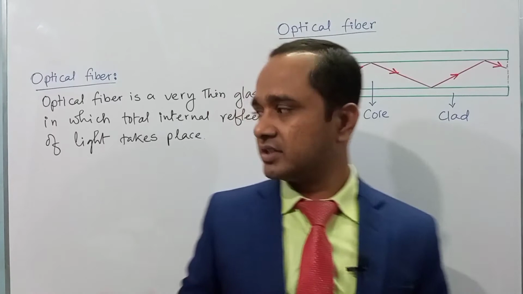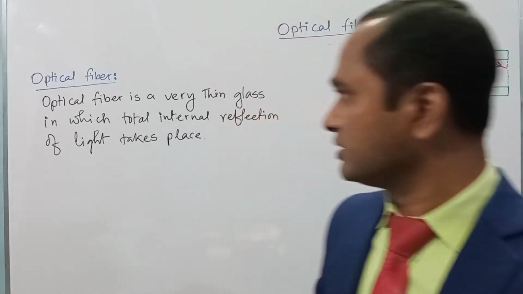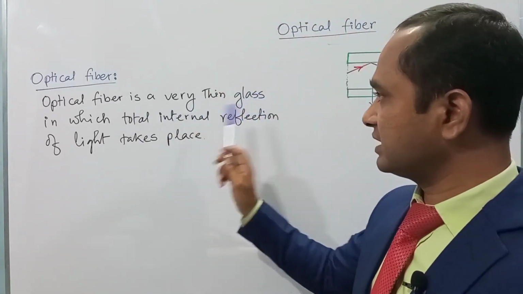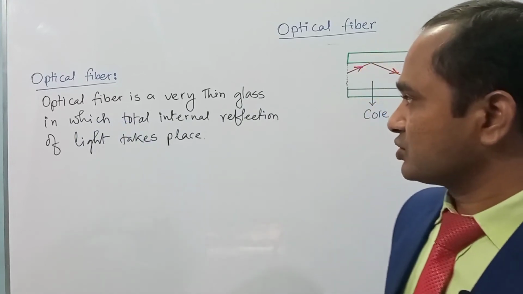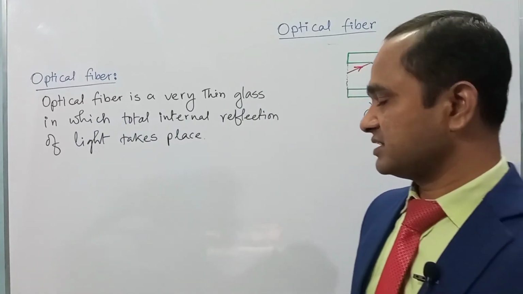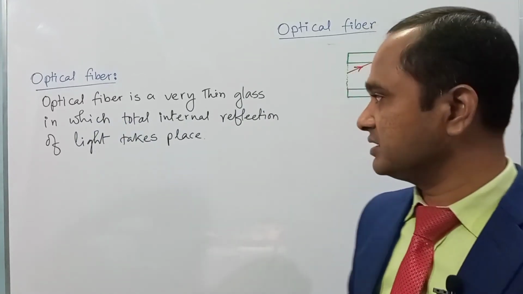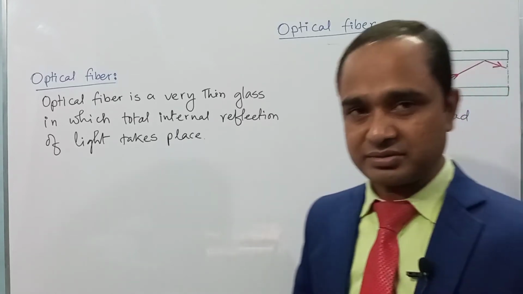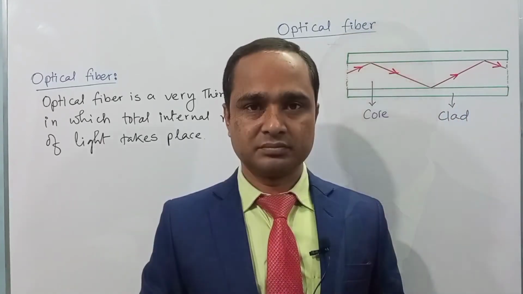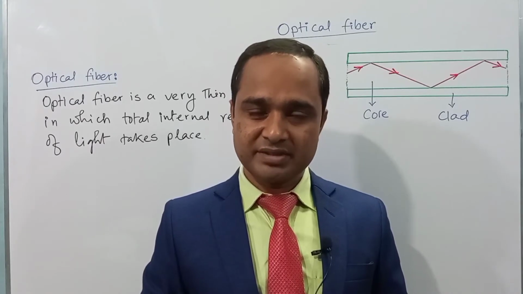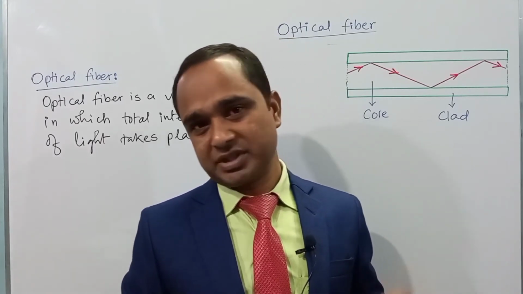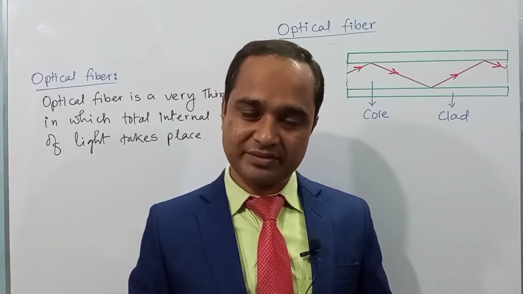Okay, dear student, here is the definition of optical fiber. Optical fiber is a very thin glass in which total internal reflection of light takes place. Okay, it's a very important and easy definition. Dear student, now we can see a short video for our better realization about optical fiber.